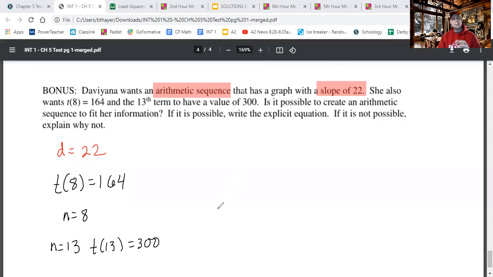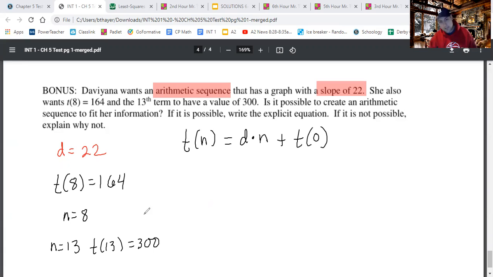All right, taking a look at the bonus. A student wants to have an arithmetic sequence, and they want a slope of 22. So that translates to they want a common difference of 22. So remember, arithmetic sequences, their explicit equations look like slope-intercept form. Common difference times n plus t of 0. But let's first take the other information they gave us. There's other demands here. That eighth term, they want to equal 164, so we wrote that down right here. And they also want the 13th term to equal 300, so we wrote that down right here.